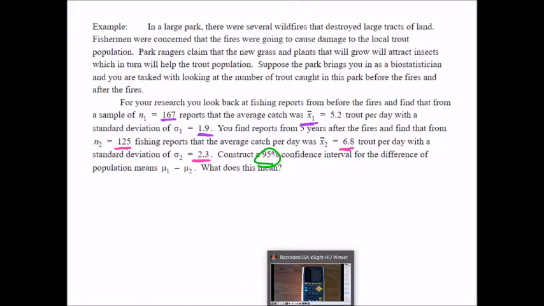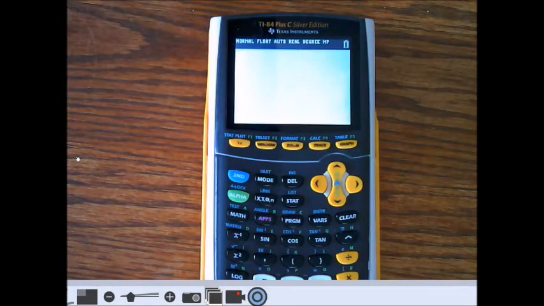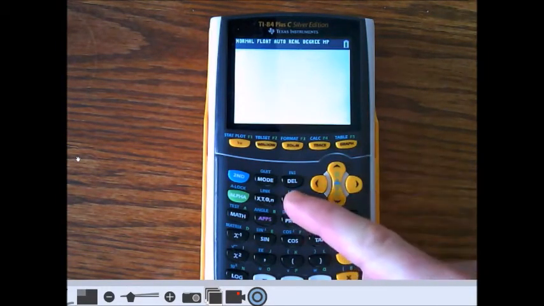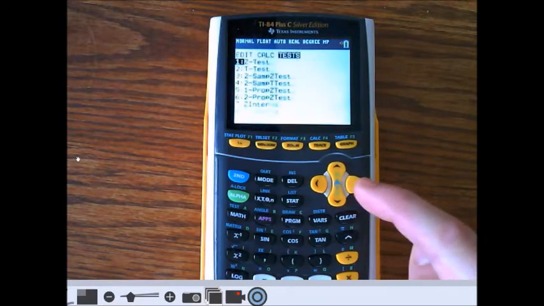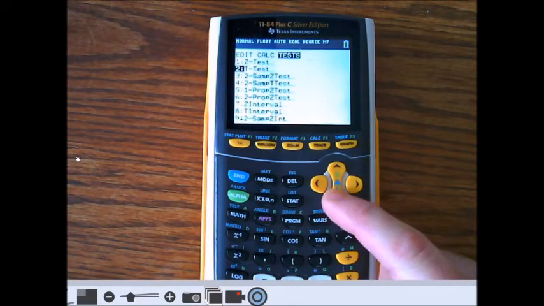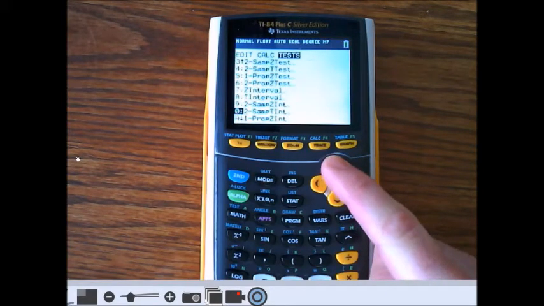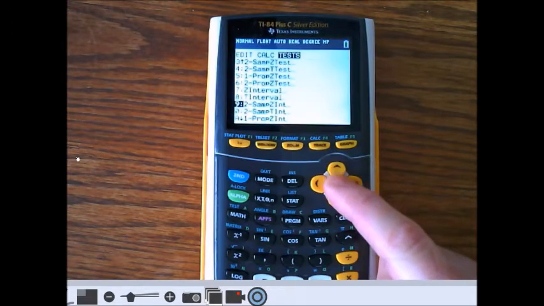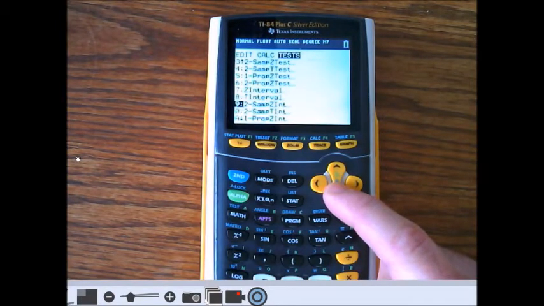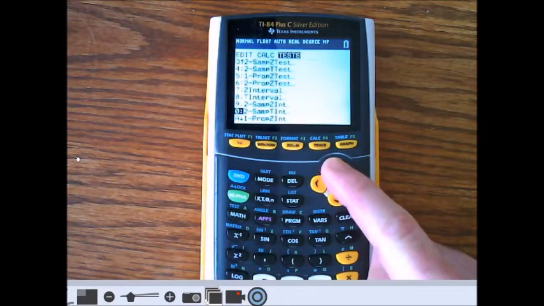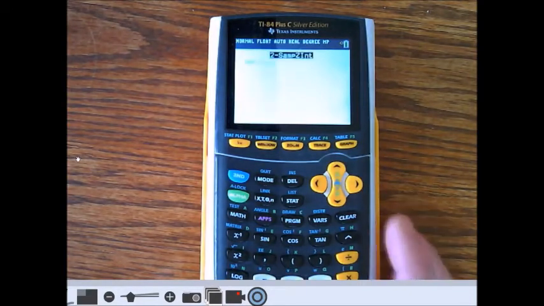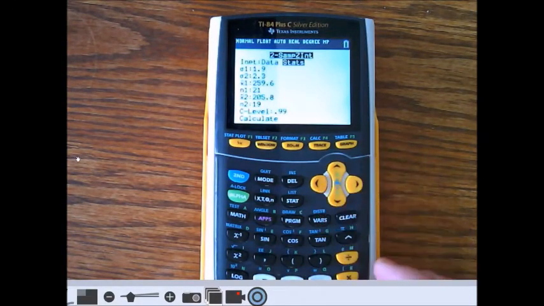confidence intervals. So if we just take a look at the calculator, what we're going to do is go to stat, go to tests, and we have a two sample, and what we want to do is a two sample Z interval. The reason why we are using the Z interval is because we know the population standard deviations. If we didn't know the population standard deviations, which we're going to see in just a minute, we would use the two sample T interval. But in any case, two sample Z interval, and then we just have to fill in all this information.